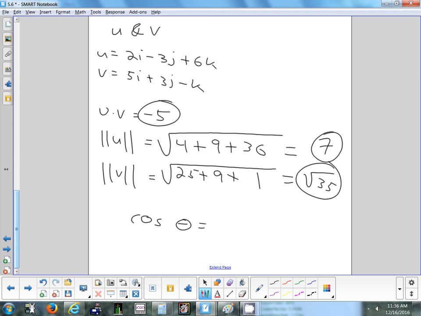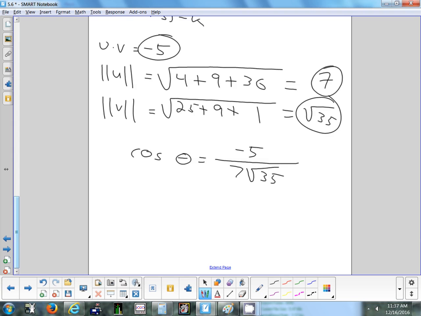Cosine of my angle equals, okay, what goes on top? Yeah, -5. And then on bottom is the product of the other two numbers, 7 and the square root of 35. Now, if you did out what's on the right-hand side, that's not the angle, that's the cosine of it. So how do I get rid of cosine? Yeah, take the inverse cosine.